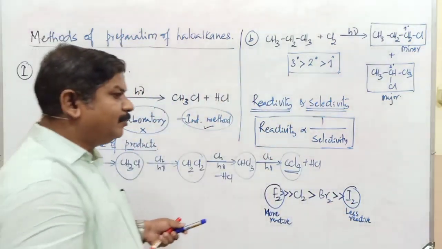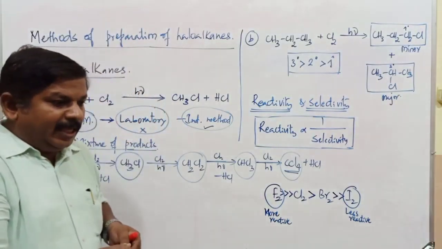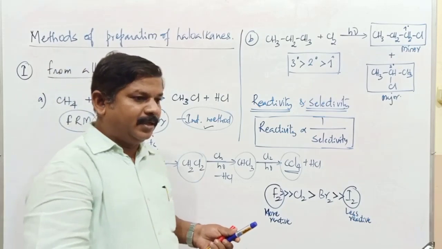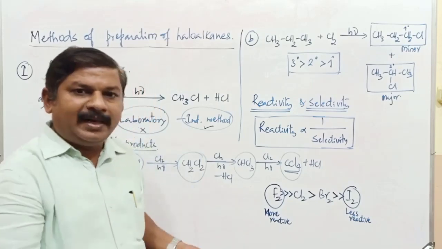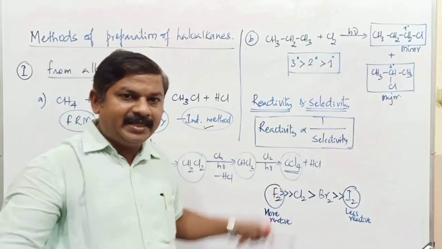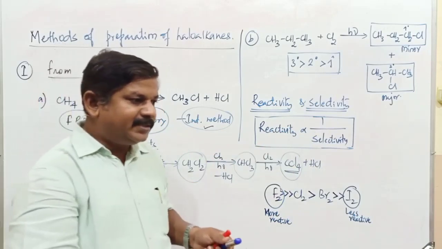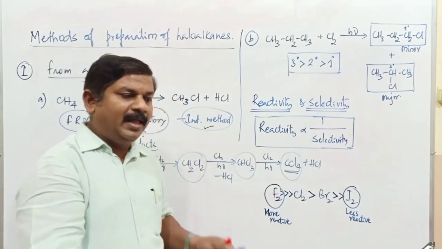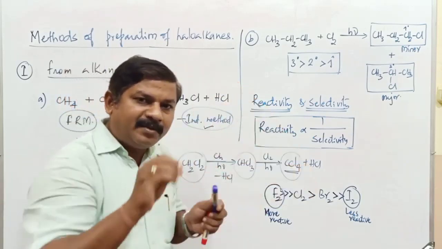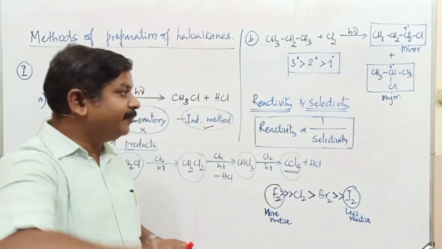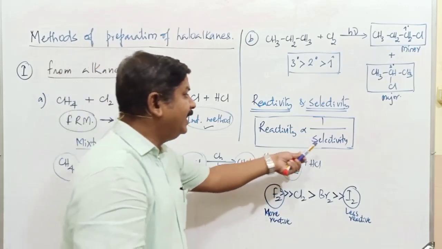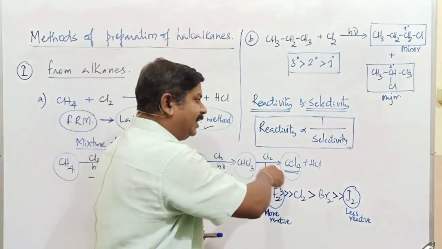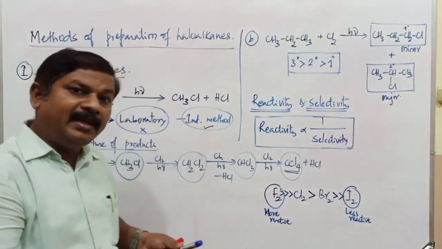Less reactive and more selective refers to this: if you give an invitation to a particular person to go for dinner or lunch in various hotels, a person who is very selective will go to only one hotel and pick up only some of the dishes. So he is more selective and less reactive. His reactivity is very low, but his selectivity is very high.